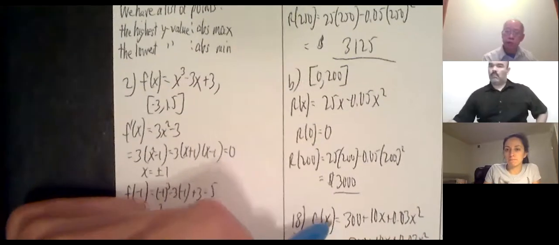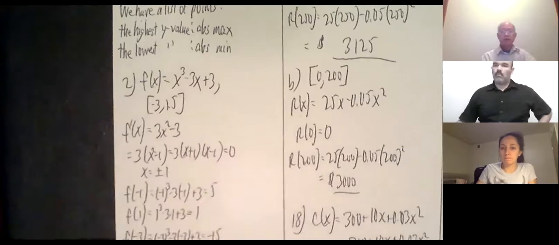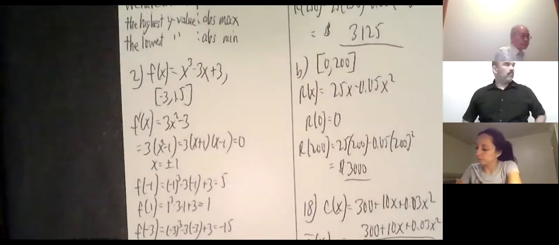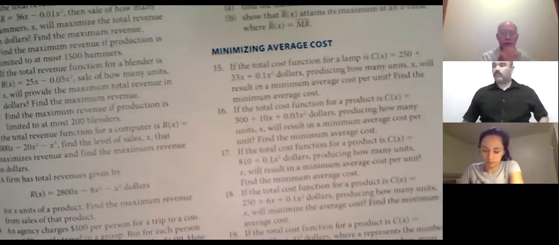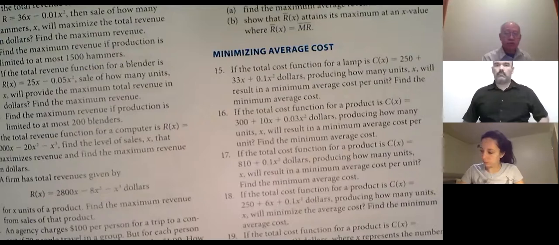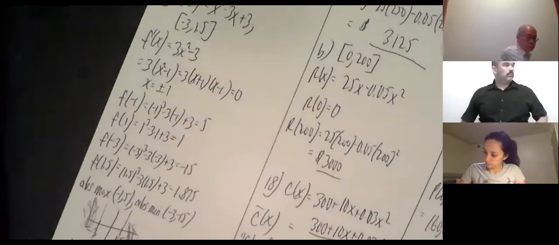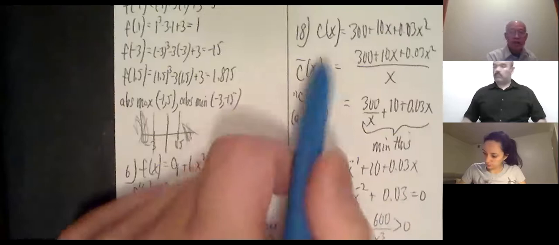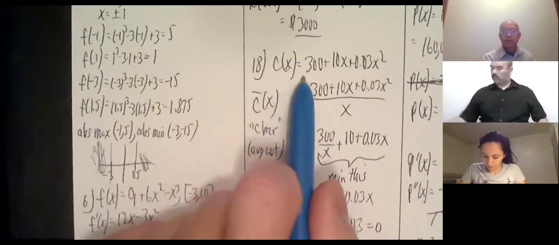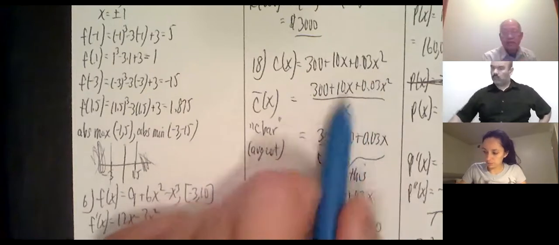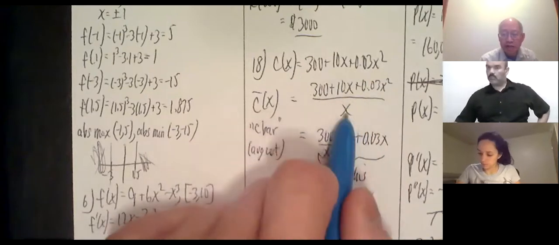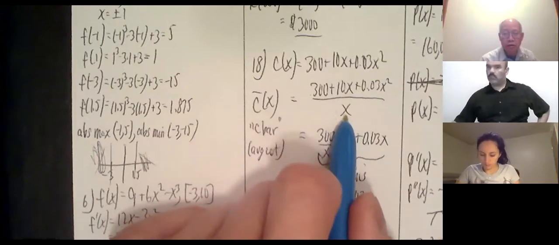I want to do a cost one now, because what do we normally want to do with cost? Do we want to maximize costs or minimize costs? We want to minimize our costs, right? So my 18 involves something called minimizing average costs. So how do I find average cost? My 18, C of x is 300 plus 10x plus 0.03x squared. To find the average cost, you take the cost and divide it by x, the total number.